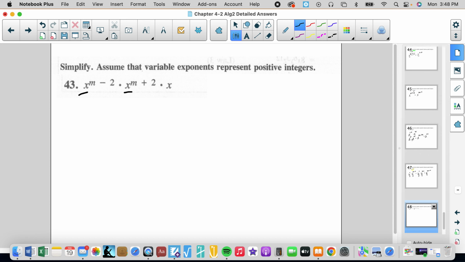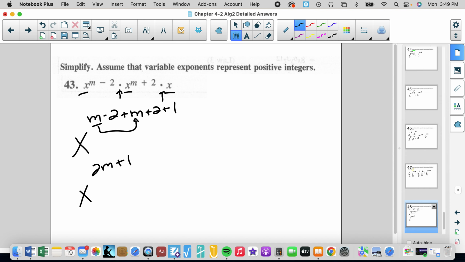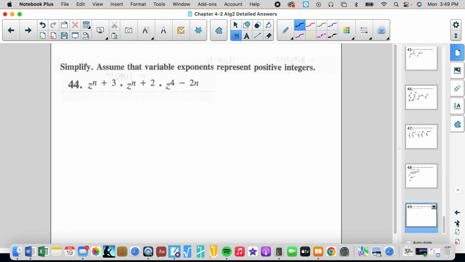Like bases, we are multiplying, so we are going to add up all of those exponents. X to the 2m plus 1. Like variables, m and m make 2m, negative 2, positive 1. That'll be the differentiator. So if you're getting these right, you understand this. You're grasping this to a good level. So multiplication, like bases, adding their exponents.